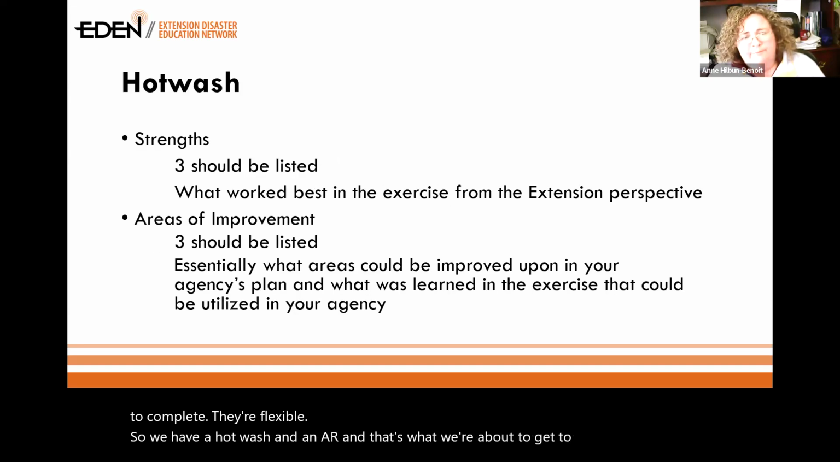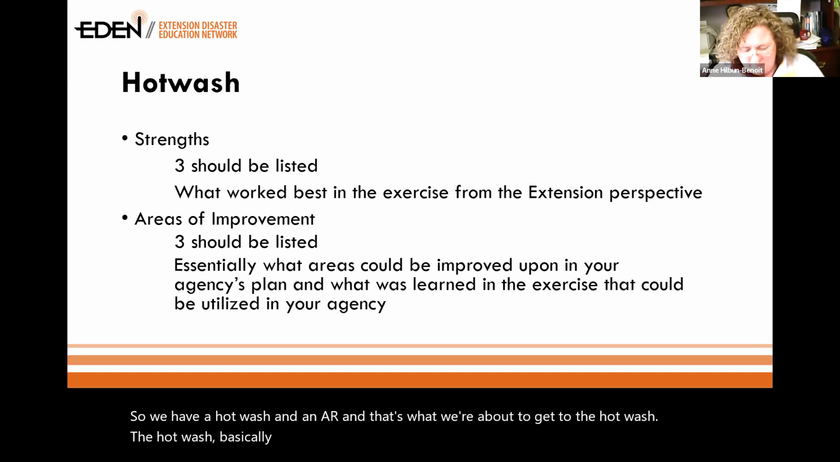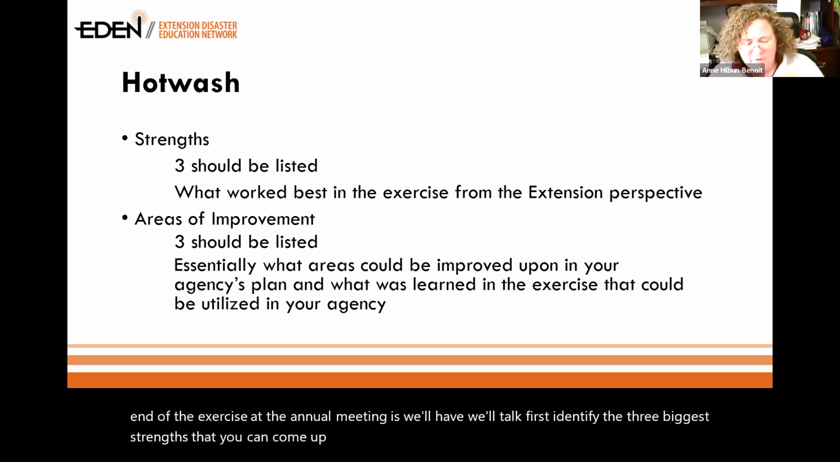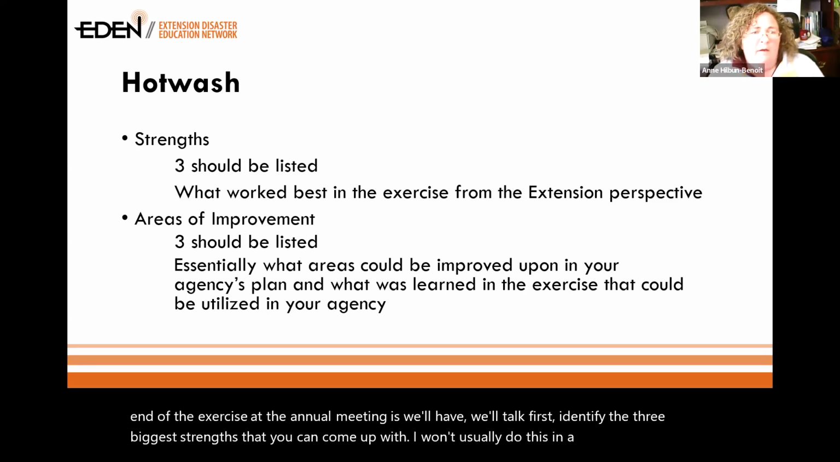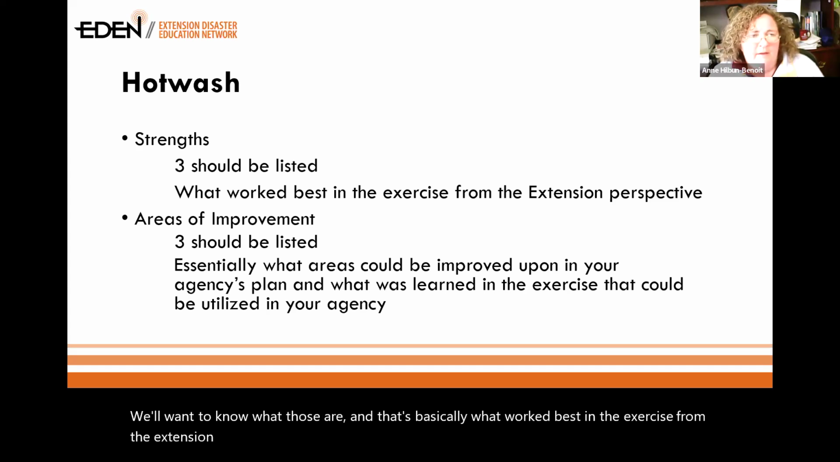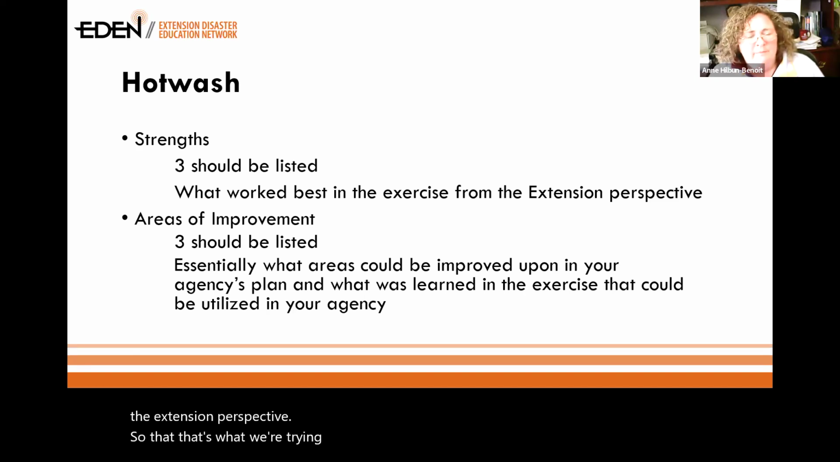The hot wash. Basically, what we're trying to do, and we'll do this in the room at the very end of the exercise at the annual meeting, is we'll talk first, identify the 3 biggest strengths that you can come up with. And we'll usually do this in a group discussion. We'll want to know what those are. And that's basically what worked best in the exercise from the extension perspective. So that's what we're trying to capture.